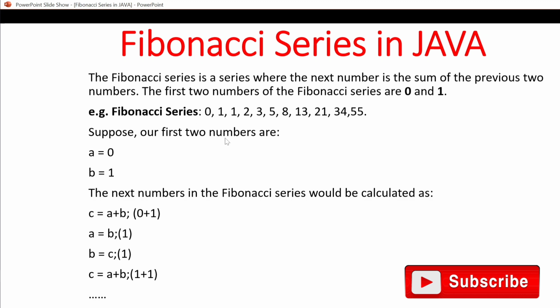Suppose our first two numbers are 0 and 1. A and B have been taken, right? So the next number in the Fibonacci series would be calculated as C, your third number, right? Our previous numbers are A and B. So we are adding them and calculating the third number, right? And here we are storing A value into B, right? And B value into C.